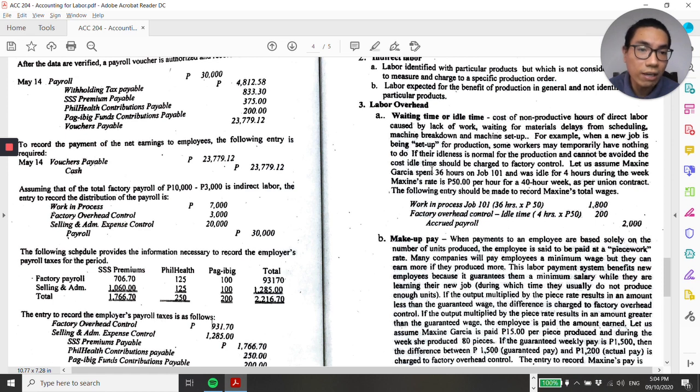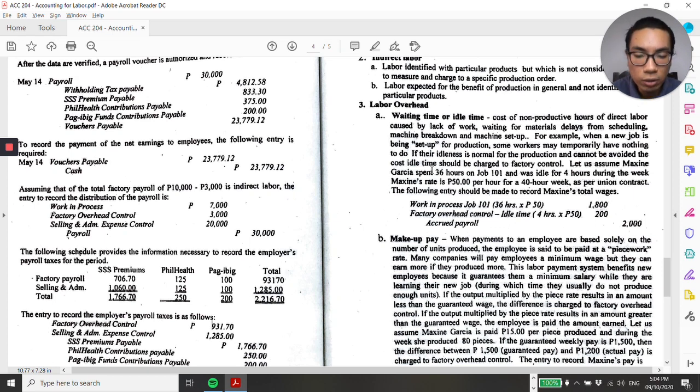So, ito yung given natin. Let us assume that Maxine Garcia spent 36 hours on a certain job. And that's job 101. And for this job, ang idle time daw niya is 4 hours. So, kung 36 hours yung na-spent niya directly on the job, that is considered as our direct labor costs. And yung 4 hours na idle time, yun yung makakonsider natin as indirect labor.